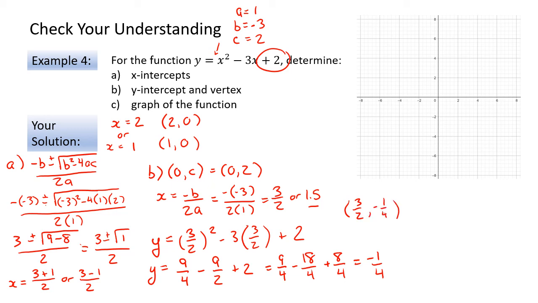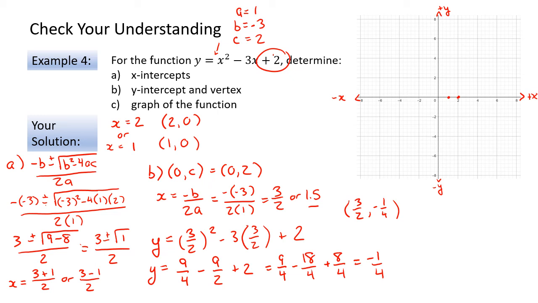So now we have our 4 points. We can now place them on our graph. So remember, positive x coordinate to the right, negative x to the left, positive y going up, and negative y going down. So if I will start with the x-intercepts. We have 2 and 0, and 1 and 0. Okay, so about halfway through here.